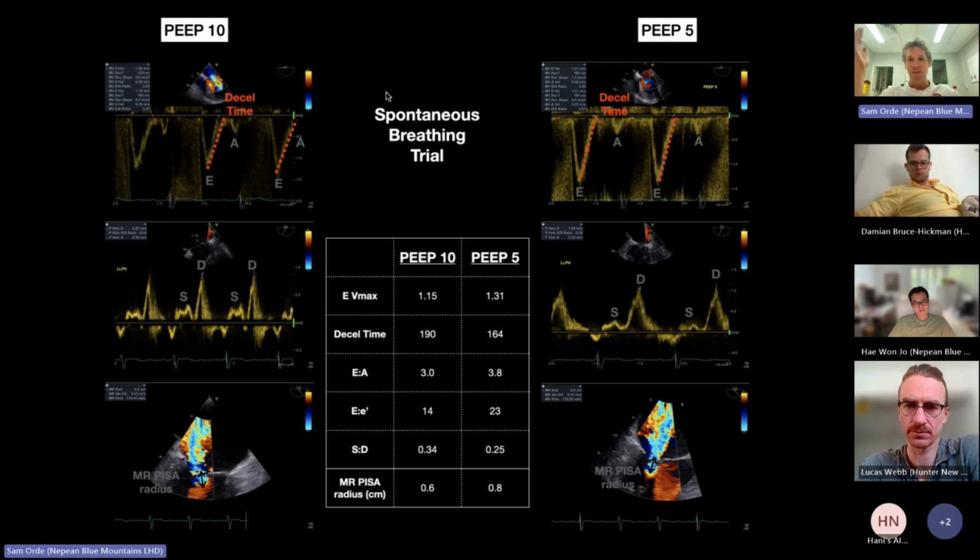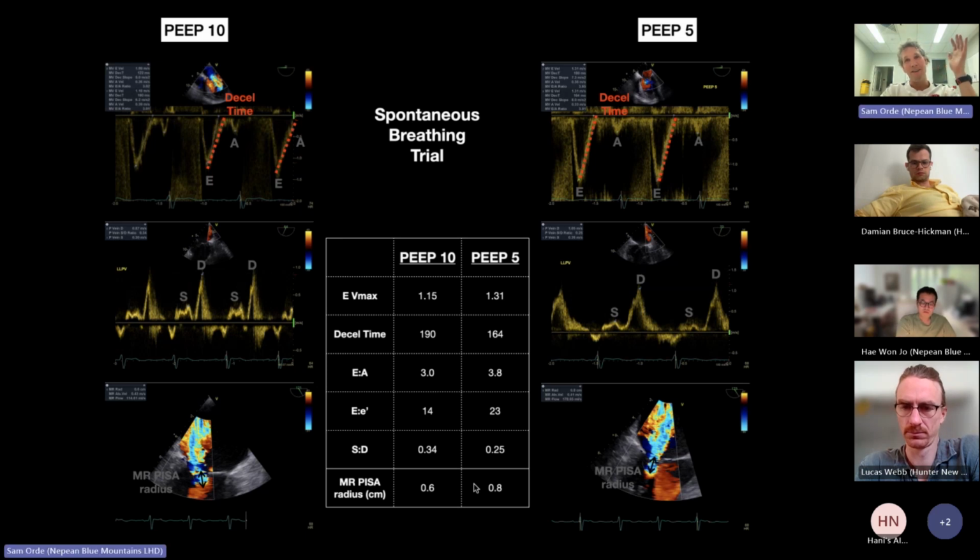Turning down the PEEP to 5, it was really interesting to see that everything got worse. The E wave Vmax went up. The decel time went down. The E to A ratio got worse. The E to E prime values went right up, and the S and the D wave got even worse, and the PISA radius extended.